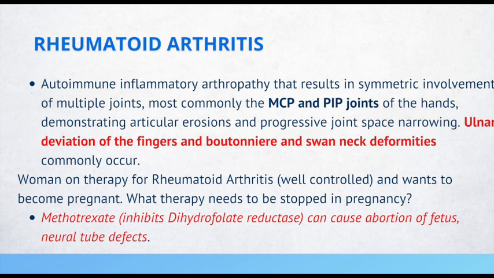So let's say that you have a woman being treated for rheumatoid arthritis. It's well controlled and she wants to become pregnant. What therapy needs to be stopped in pregnancy? Methotrexate. This inhibits dihydrofolate reductase and can cause neural tube defects.